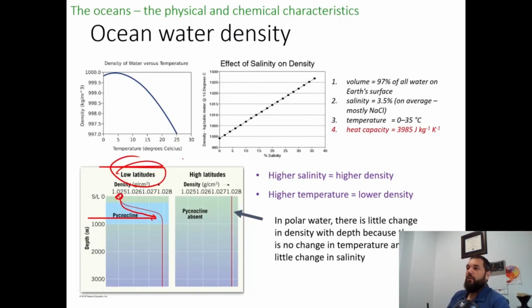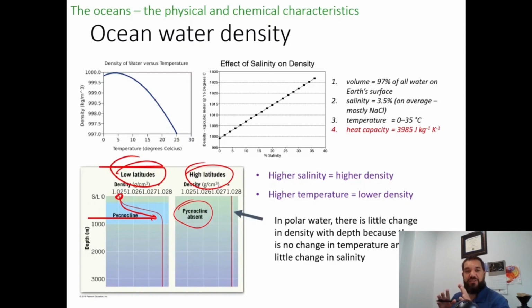All right. What about high latitudes? Very important, I've emphasized this already. There's no thermocline, therefore there's no pycnocline. It's absent at high latitudes, at the poles. At the polar waters, there's no thermocline, there's no pycnocline.